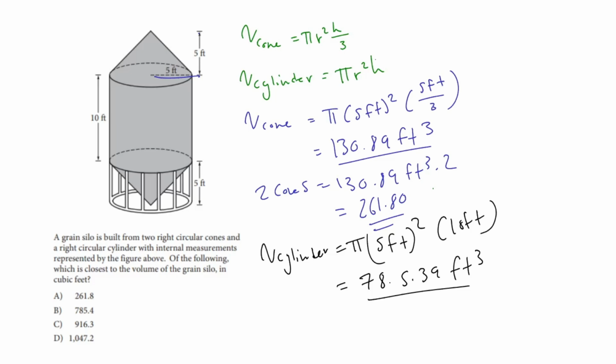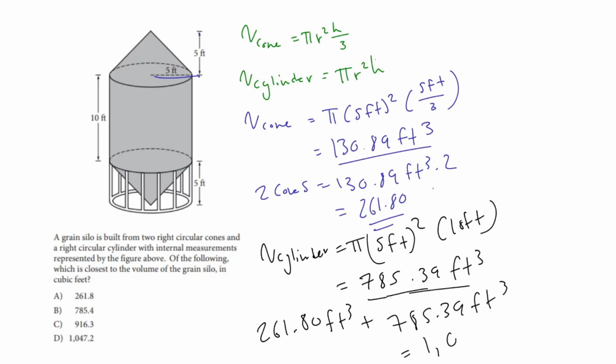Now our final step to this problem would be to add 261.80 feet cubed plus 785.39 feet cubed. And this would give us an answer of 1,047.2 feet cubed. And we can circle option number D.